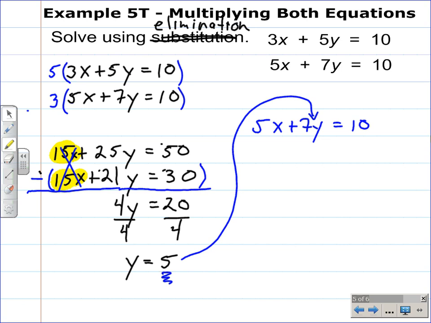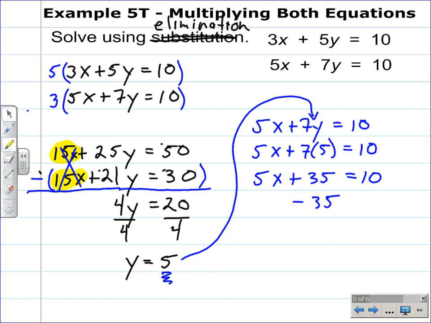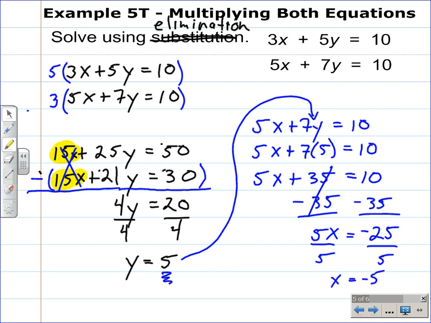When I substitute 5 in for y, it gives us 5x plus 7 times 5 equals 10. I simplify the equation by multiplying 7 times 5, which gives 35, so 5x plus 35 equals 10. Now I use the subtraction property of equality and subtract 35 from each side. The 35s cancel each other out on the left, leaving us 5x is equal to 10 take away 35, which gives negative 25. Then I divide each side by 5 to give x is equal to negative 5. So our solution is x is negative 5 and y is positive 5.